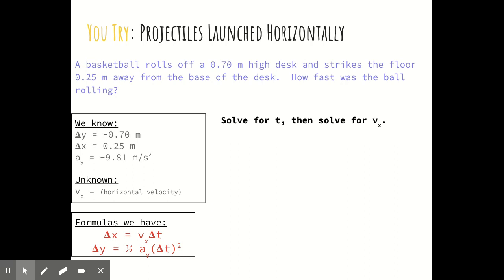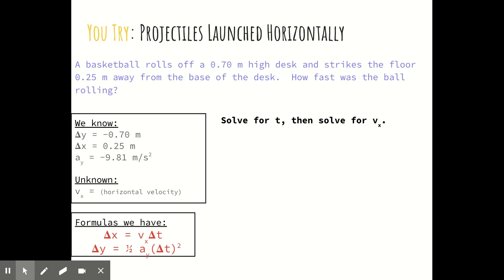And then we're starting kind of at the peak of that parabola, if you will. And then the horizontal distance is 0.25 meters. It gives us all of this in the problem, and we know that acceleration is negative 9.81. What we don't know is how fast the ball was rolling. So again, we want to know the horizontal velocity.